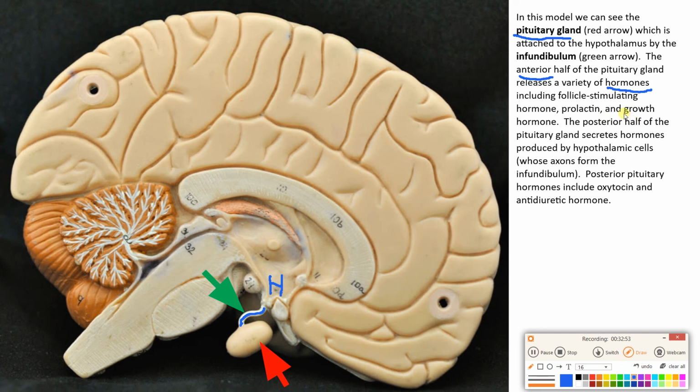The posterior pituitary, so the back half of the pituitary, is going to make hormones produced actually by cells in the hypothalamus, whose axons then come down the infundibulum. The hormones released by the posterior pituitary include oxytocin, which you may remember is that positive feedback hormone involved in childbirth, as well as a hormone called antidiuretic hormone, which, as its name tells us, stops you from peeing. All right, so we see that beautiful pituitary gland and its infundibulum there, and we should be aware of some of the hormones as well.